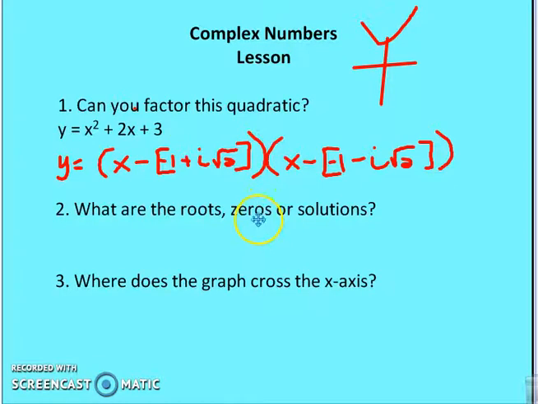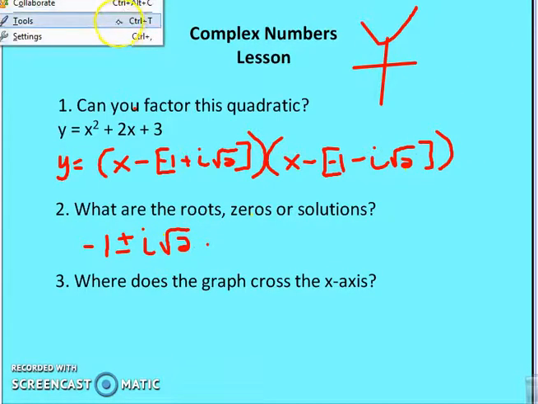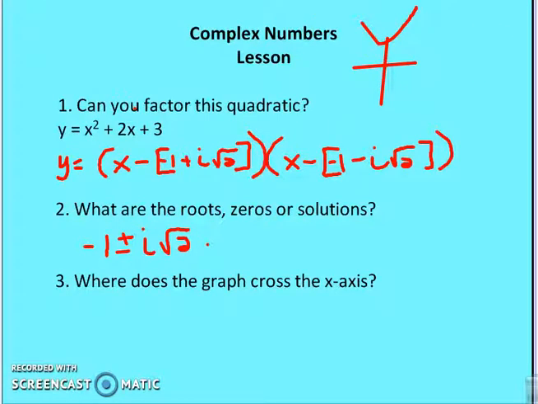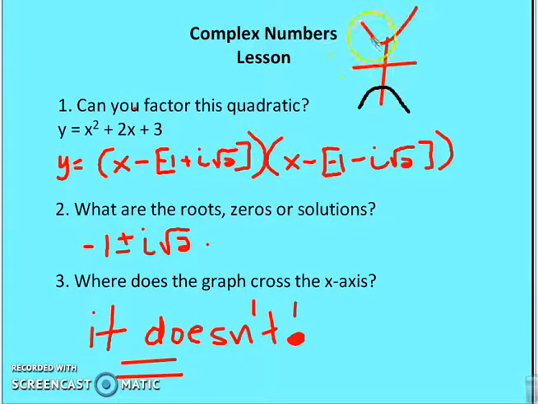Now, what are the roots, zeros, or solutions? We use the quadratic formula in order to find them. So we just replace the value that we had determined with the quadratic formula, and I'm going to write in here x is equal to that. And where does the graph cross the x-axis? The answer is it doesn't, right? So we have a situation where the graph faces up, in this case, and the graph would be above the x-axis. It would not touch the x-axis, so there would be no real solutions, just two imaginary solutions to the problem.